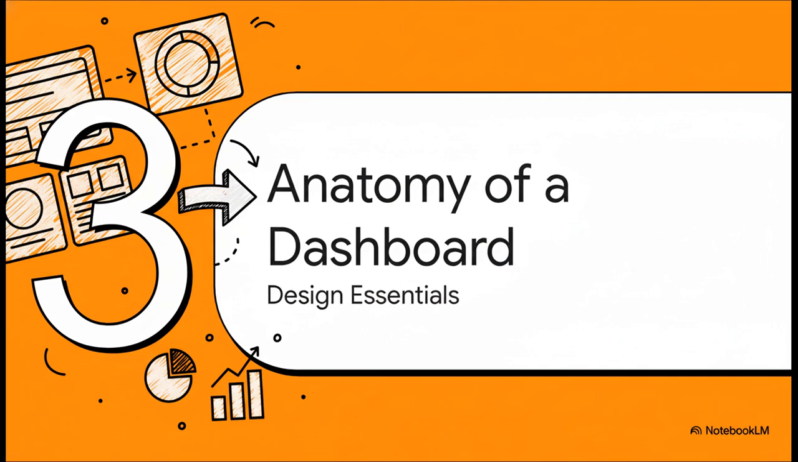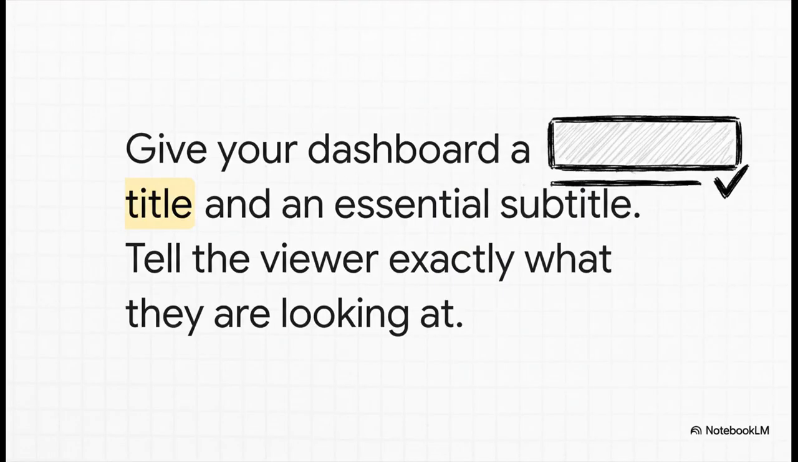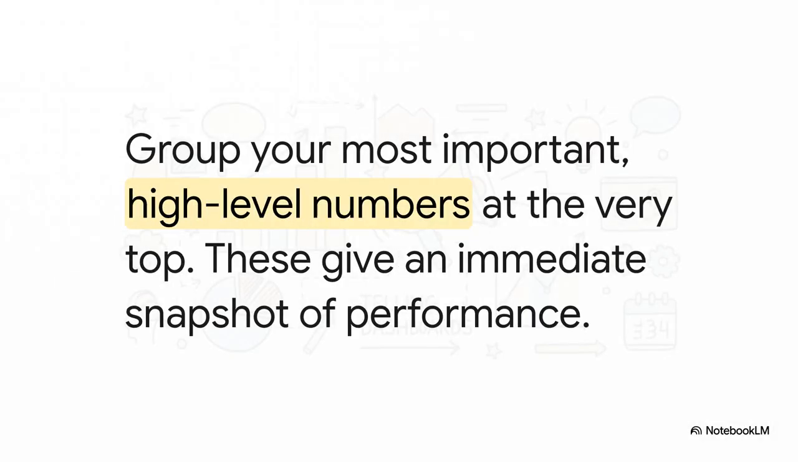Before you even think about building anything, you've got to understand the anatomy of a dashboard that actually works. First things first, keep it simple. Your title needs to tell people exactly what they are looking at. Something like Q3 social media performance is a million times better than just marketing data. If you need to add more context, like a date range, just use a simple subtitle. Easy. Now, this one is a biggie. Your most important high-level numbers, things like overall revenue, total customers, total followers, they have to be right at the top.